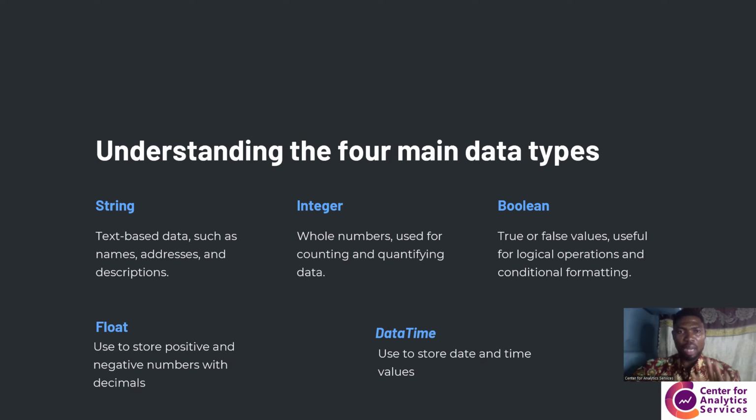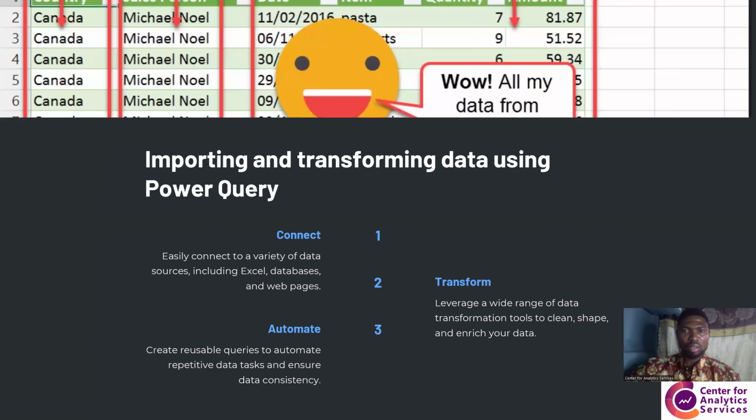So we have four main types of data: a string, which is qualitative data; int, which is positive or negative numbers; Boolean, which is true or false; and float, which could be negative or positive decimal numbers, right? So take note of that. So importing and transforming data using Power Query, you connect. How do you connect? You load, you import, and you transform. And in transforming, meaning you are connecting, right? So when connecting, you transform it.